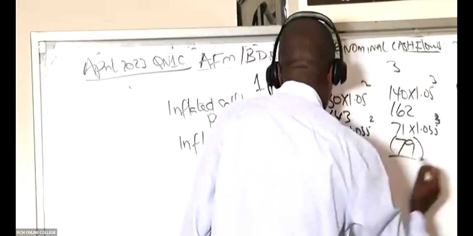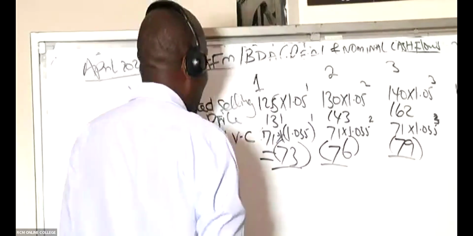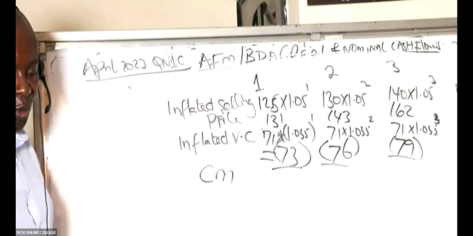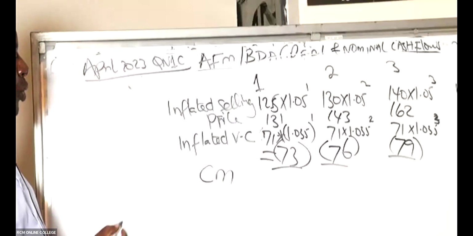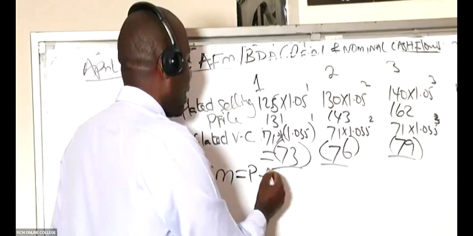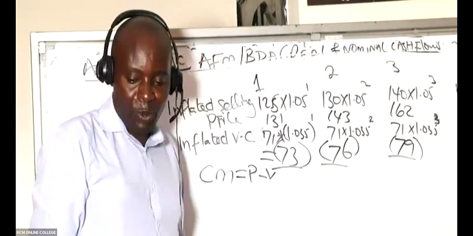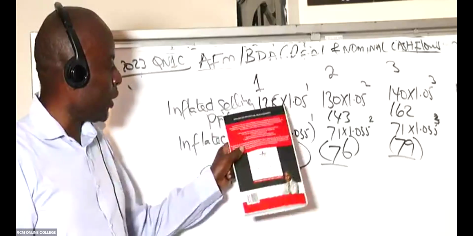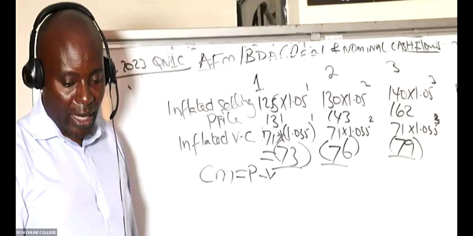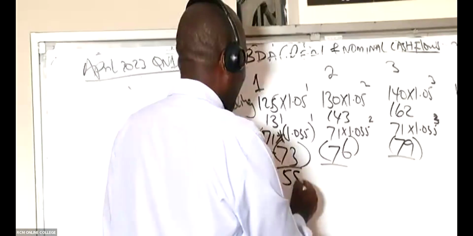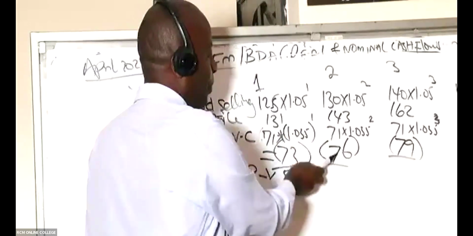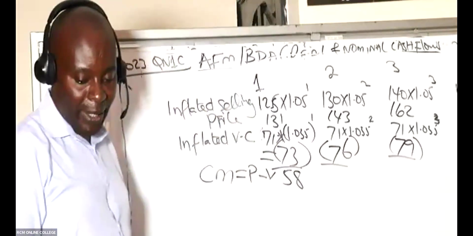Great students, whenever you see selling price and variable cost, what should you do? Subtract the two to give what we call contribution margin. Whenever you see the two, always subtract, because we know that contribution margin is price minus variable cost. Is there somebody who can give me this answer very fast? When you take 131 minus 73, according to Lizzie, we have 58. Thank you so much. 143 minus 76.